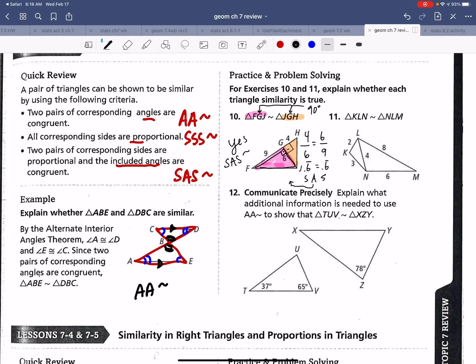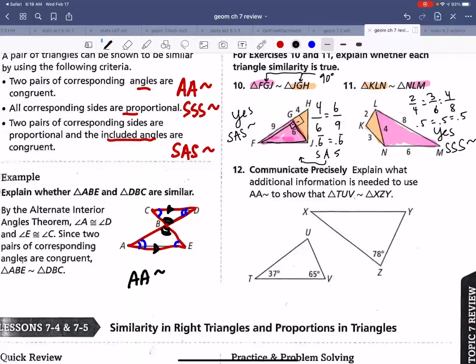What about this next one? So we'll compare triangle KLN with triangle NLM. Okay. And it appears we know all 3 sides. So let's order those sides least to greatest, 2, 3, and 4. And then those sides least to greatest, 4, 6, 8. We end up getting 0.5. Yep, these are all equal to the same ratios. So we'll say yes, side. All 3 sides make the same ratio.